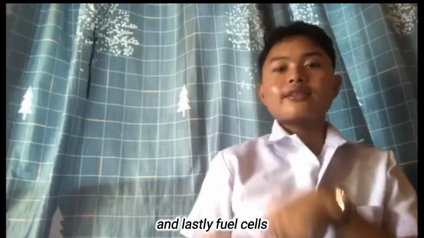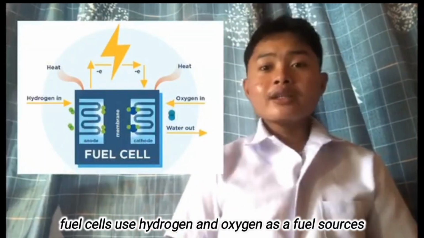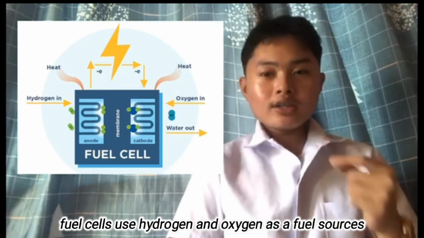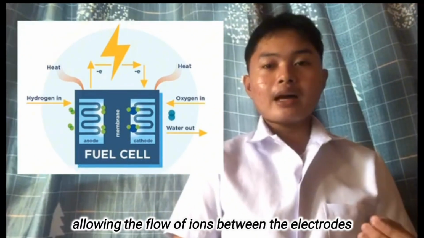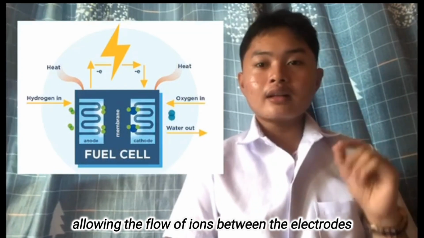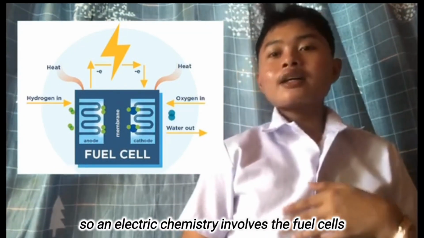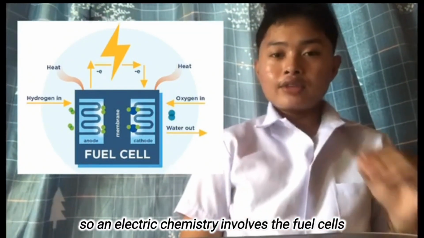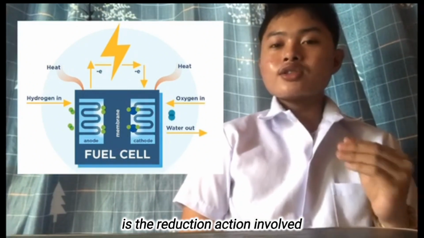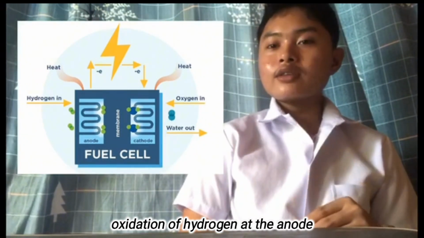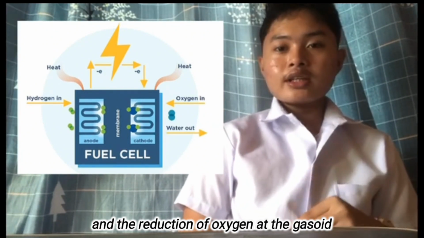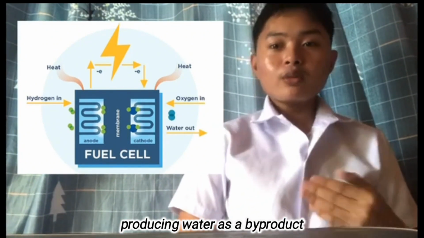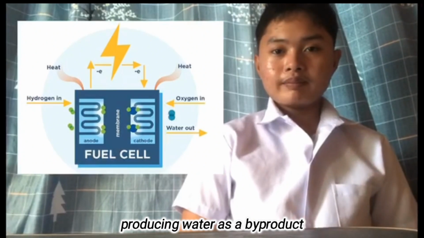And lastly, fuel cells. Fuel cells use hydrogen and oxygen as the fuel sources, with an electrolyte allowing the flow of ions between the electrodes. So the electrochemistry involved in fuel cells is that the redox reaction involves the oxidation of hydrogen at the anode and the reduction of oxygen at the cathode, producing water as a byproduct.